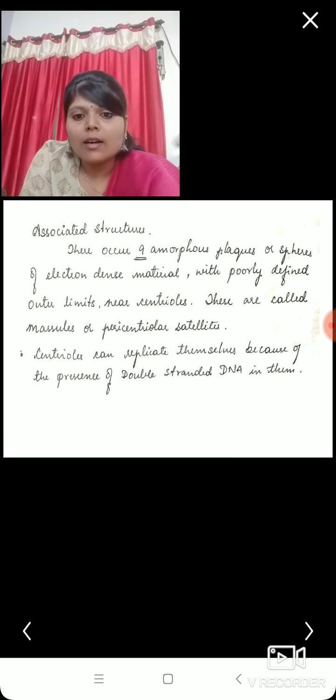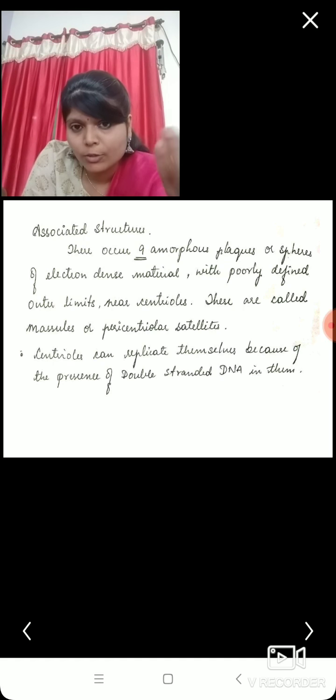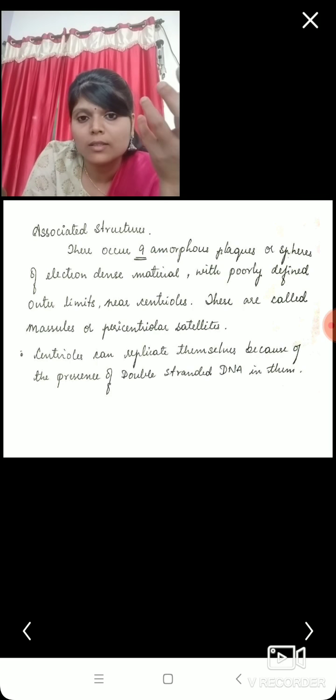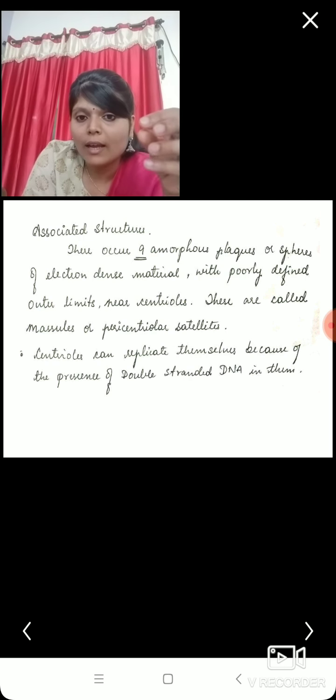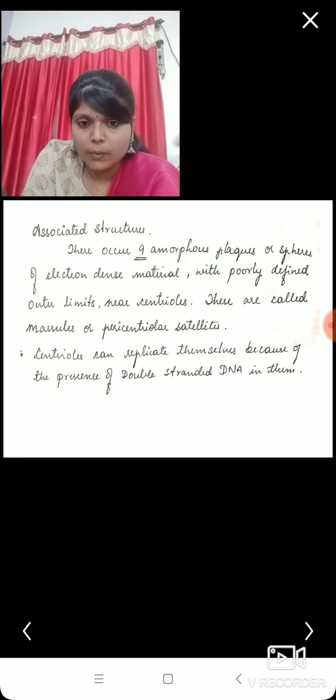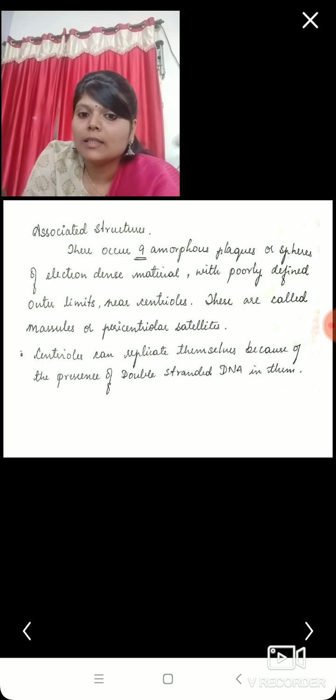Centrioles can replicate themselves. How can they replicate themselves? Only when they have DNA as a genetic material, correct? As the mitochondria and the cytoplasm have their own DNA, in the same way centrioles have DNA and RNA, and also certain kinds of proteins with them. So the double stranded DNA is present in them, henceforth they can replicate themselves.